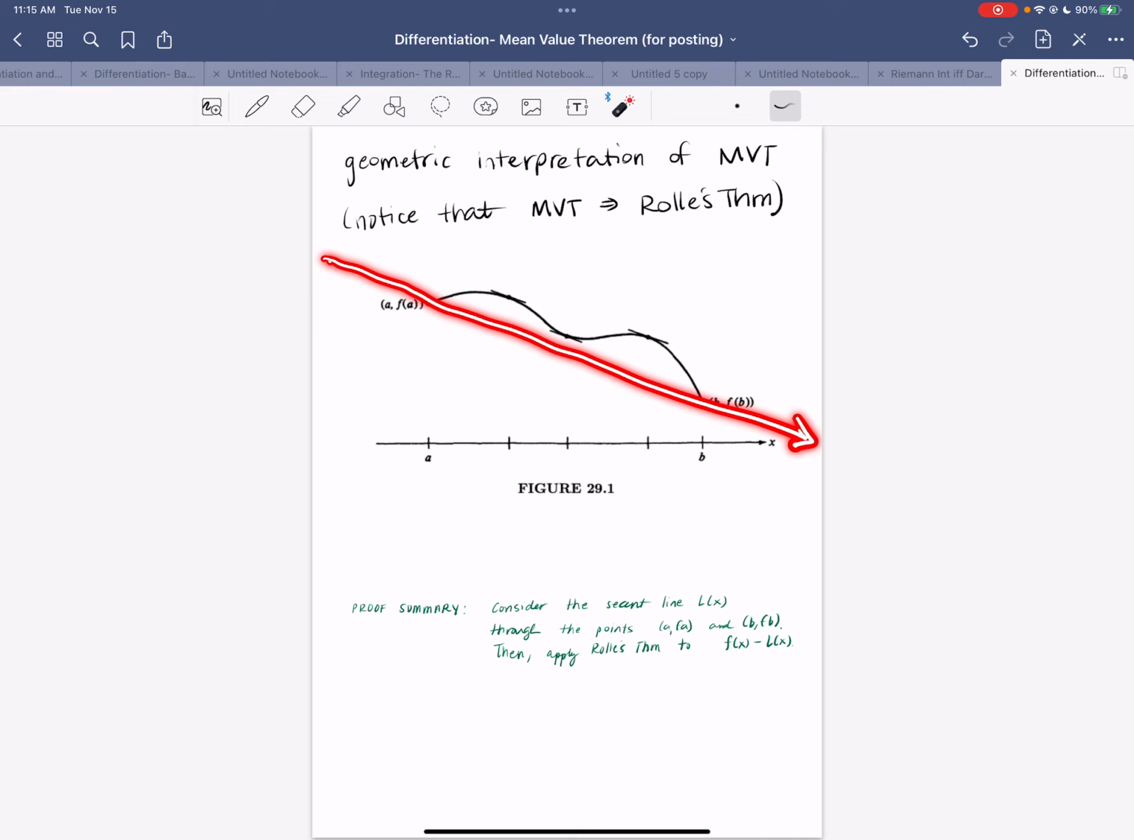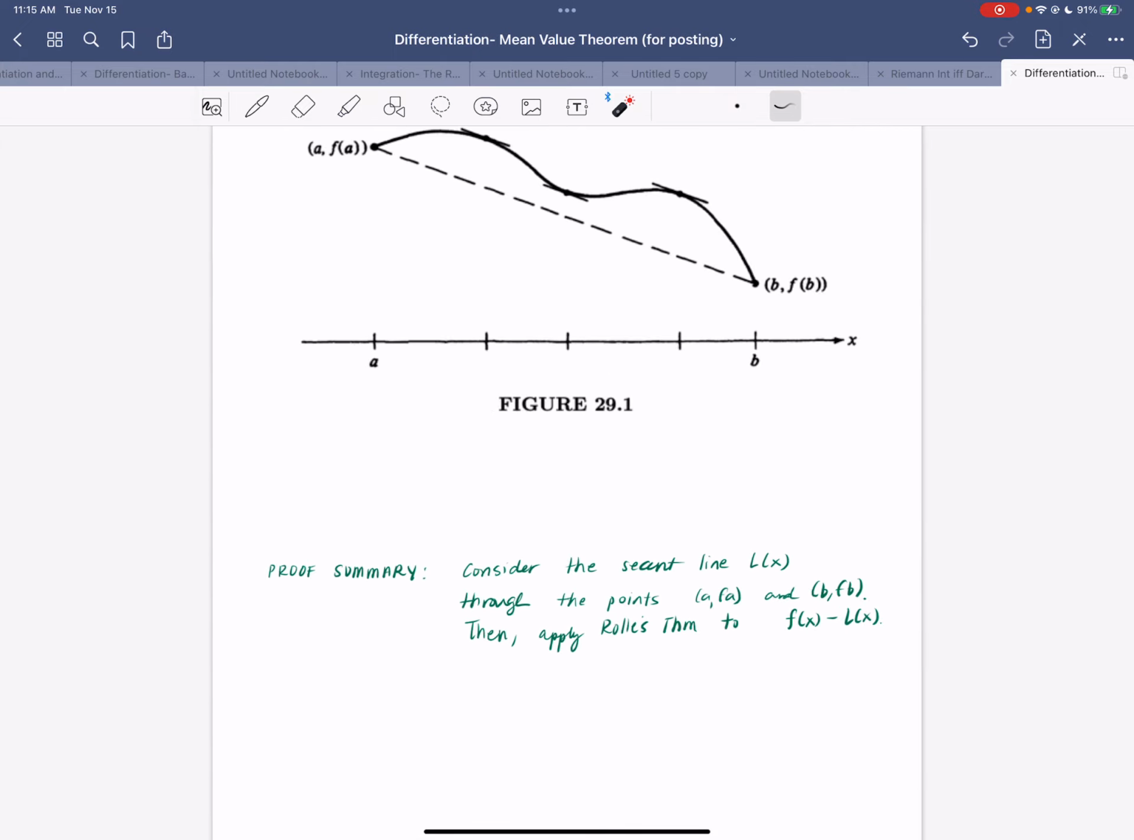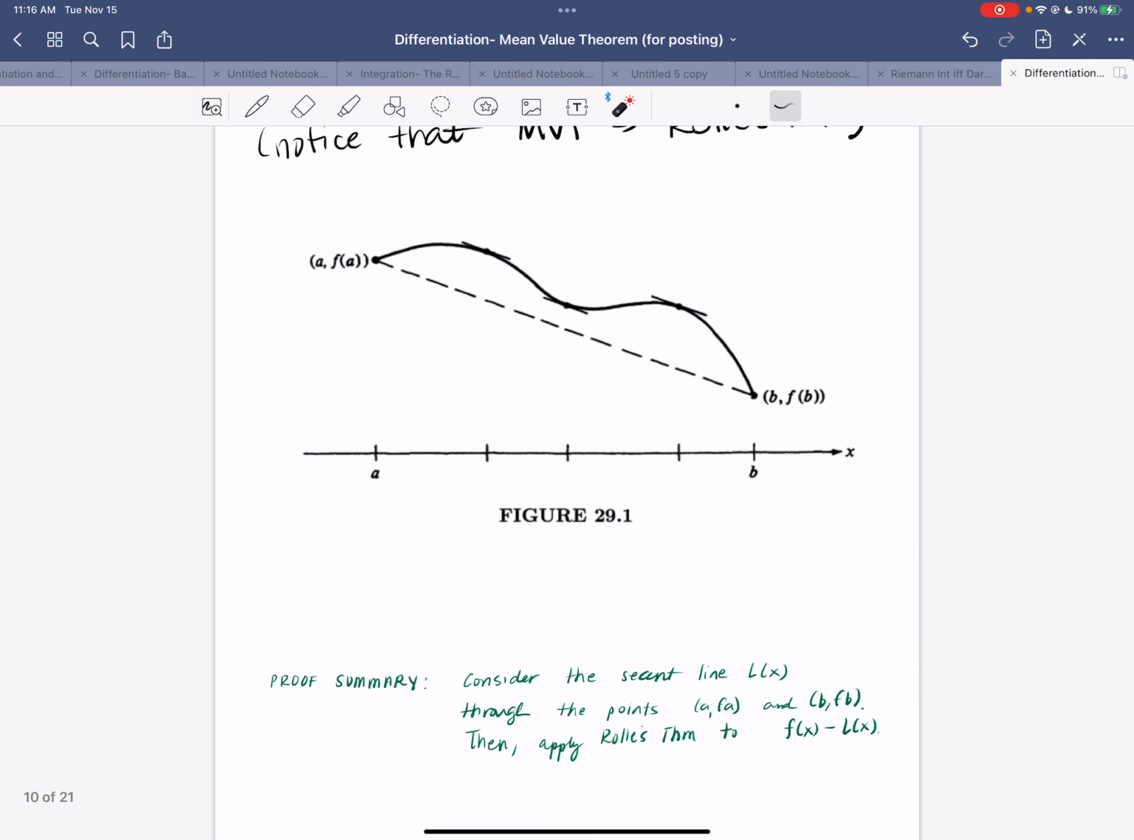So we're saying that somewhere there has to be a point that has the same slope. And in this drawing, there are actually 3 such points, right? The slope of the tangent line has to be the same as the slope of the secant line. There has to exist some point where the slope of the tangent line is the same as the slope of the secant line.